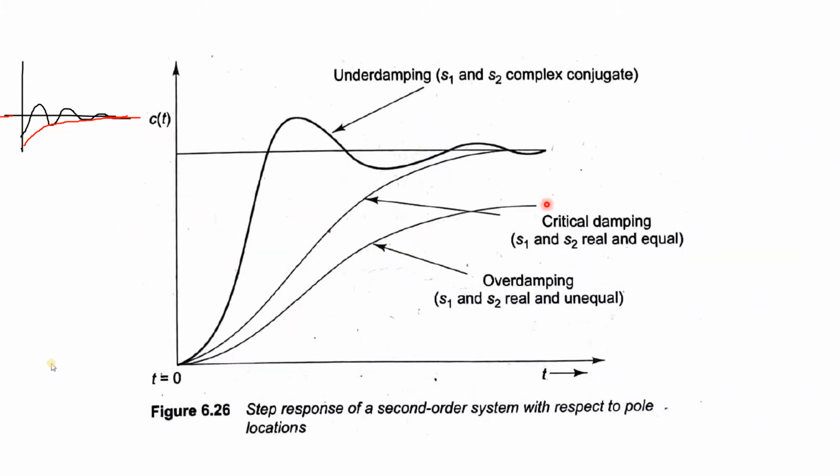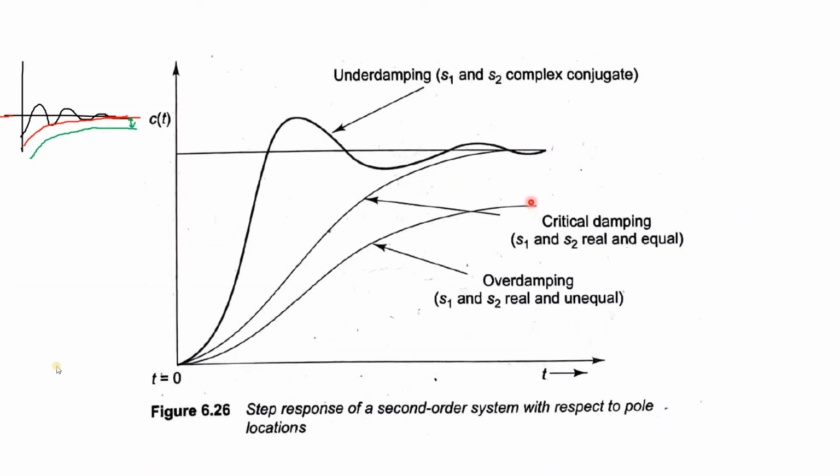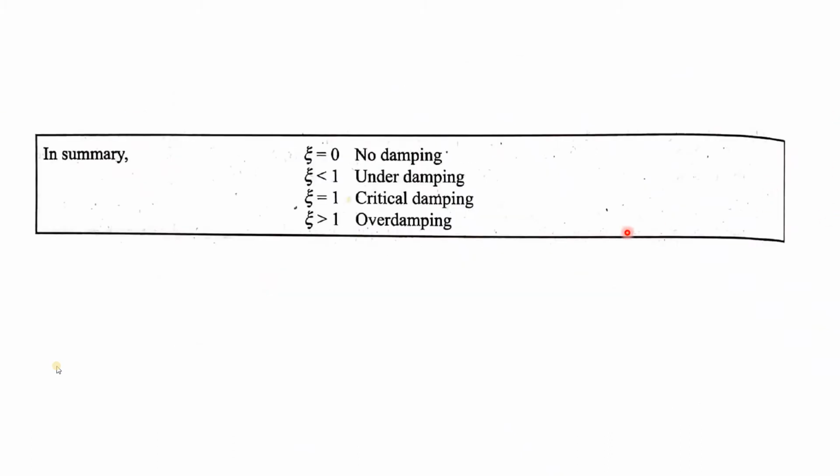If eta is greater than 1, it is called overdamped. That means the damping is so heavy that it is damped before even touching the input line. So there is some gap. So it is very, very damped, or overdamped. And undamped means it will not get damped, so it will continue like a sinusoidal wave. So these are the 4 cases.